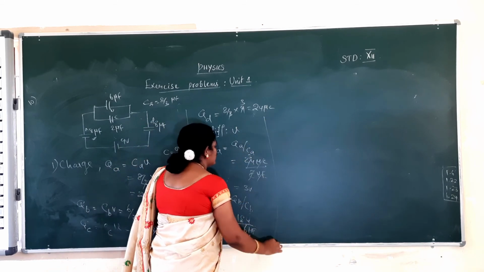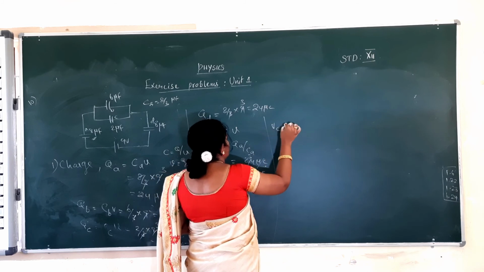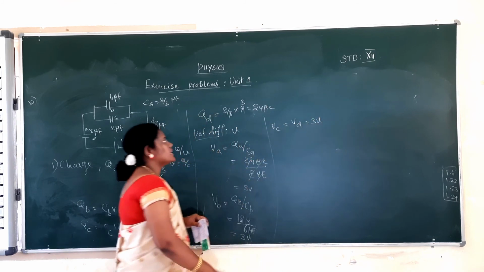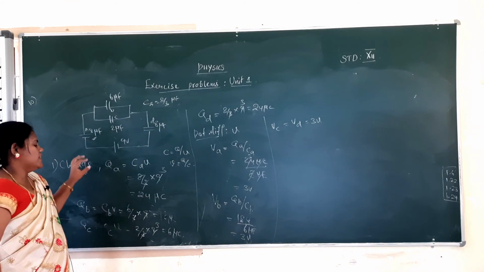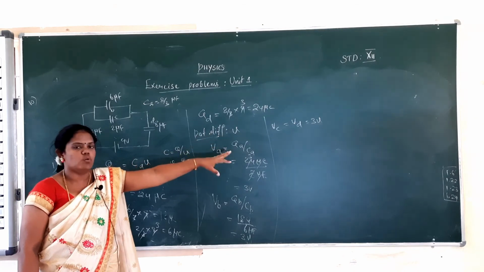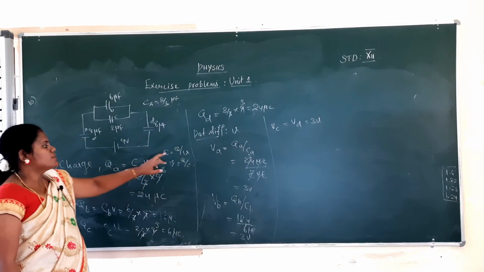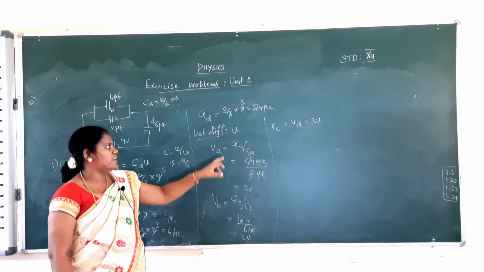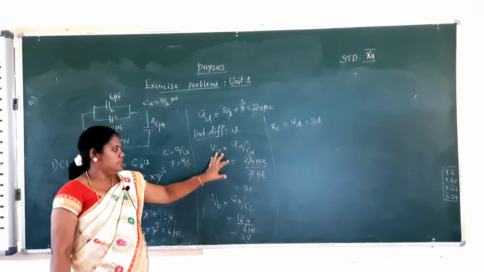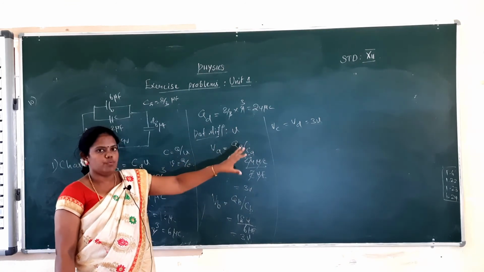Then VC also, and VD as well, we calculate as 3 volt. So first we calculated the charges on each capacitor, and now we calculate the potential difference on each capacitor. VA, VB, VC, VD, we conclude that all are 3 volt. If you calculate the others in the same way, you will also get 3 volt.